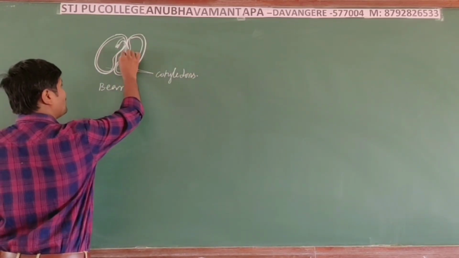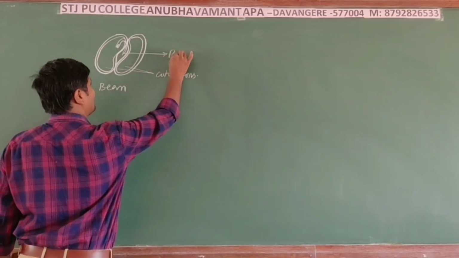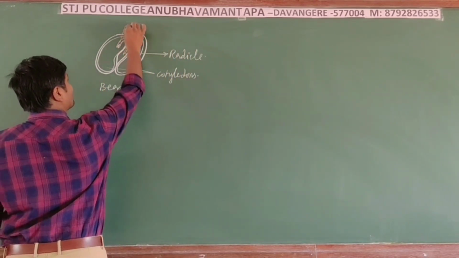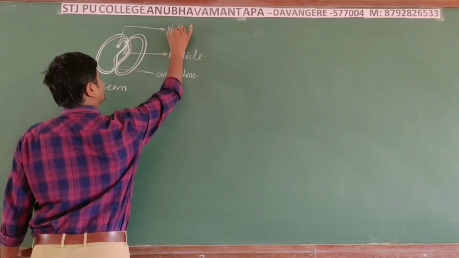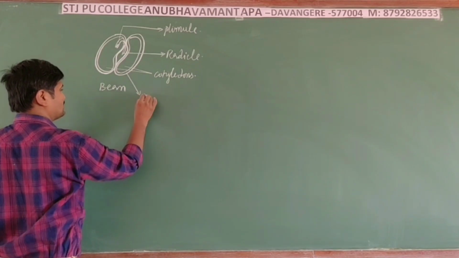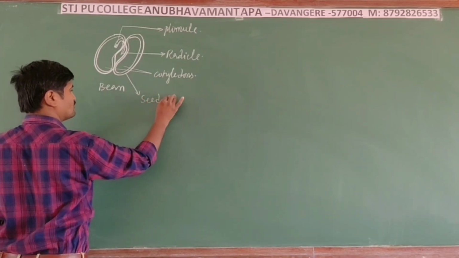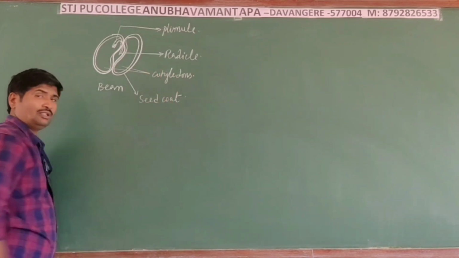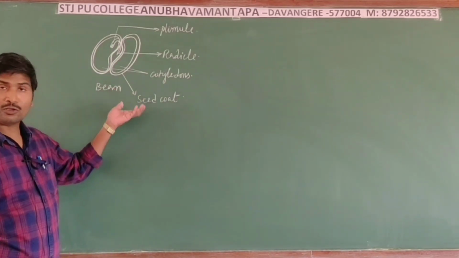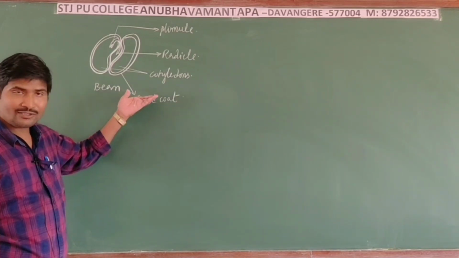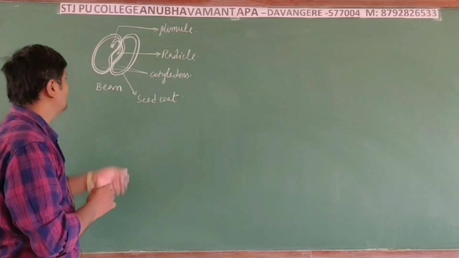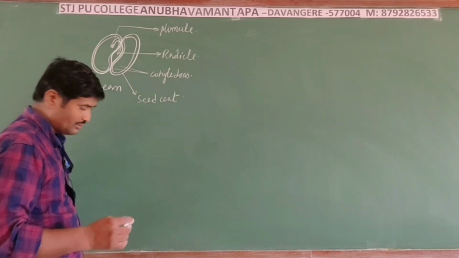Okay. What about this one? Radicle. Plumule. Seed coat. Here there are mainly two seed coats, outer seed coat and inner seed coat. The outer seed coat is known as testa and the inner seed coat is known as tegmen. So this is the structure of the bean. Next one.